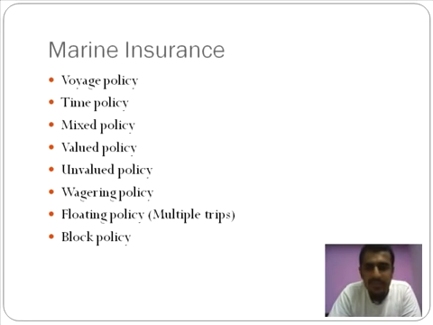Then you have a floating policy. A floating policy is a type of policy wherein one insurance policy is valid for multiple trips. Now, a ship would be traveling to and fro to the same location multiple times. So, in order to avoid taking insurance policies continuously, you have one policy that's able to cover multiple journeys of the same ship, of course.